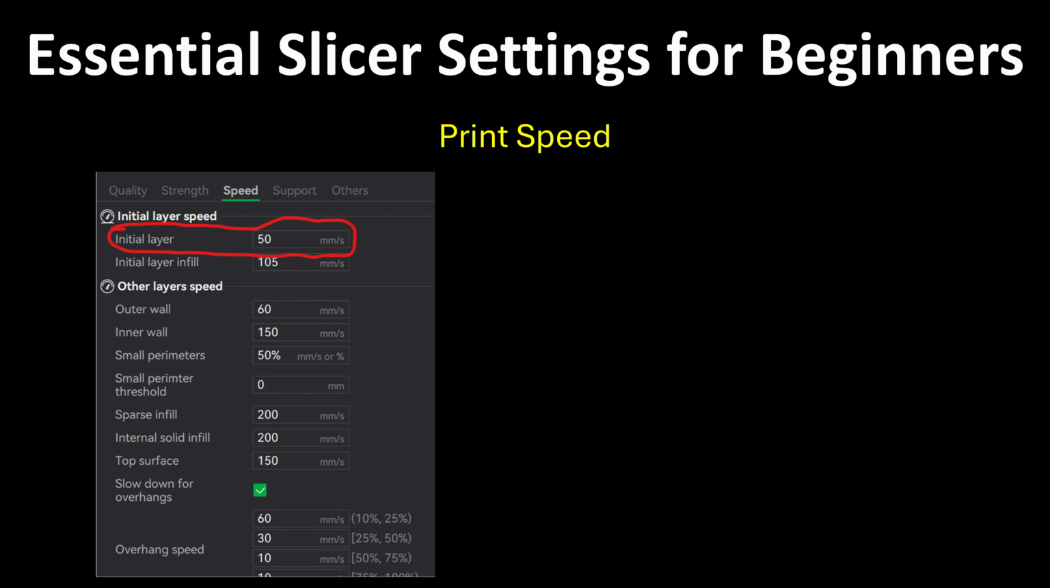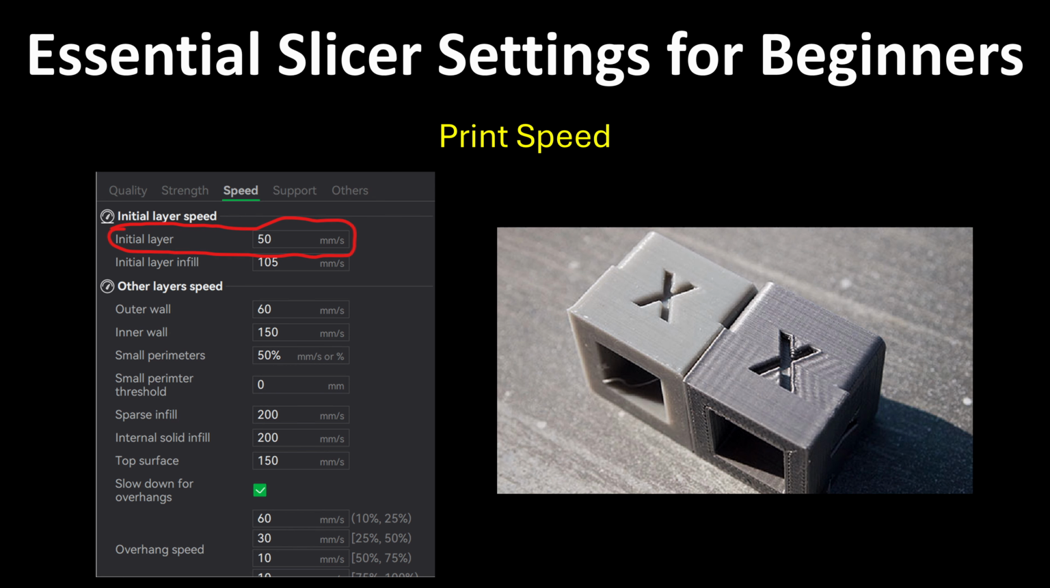Print speed. This directly affects how fast your nozzle moves. Faster speeds mean quicker prints, but can lead to quality issues like ringing or ghosting, especially on less rigid printers. Slower speeds generally result in better quality.